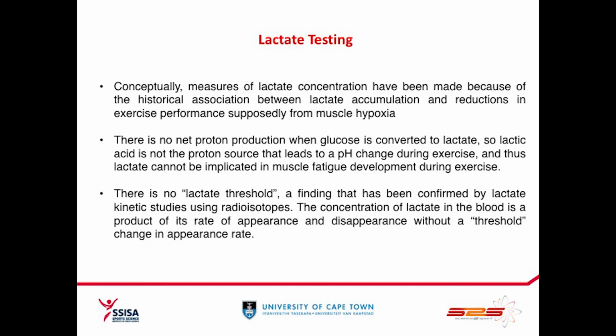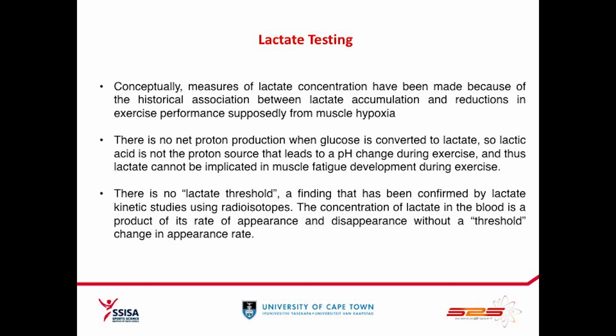However, when you convert glucose, which is where lactate comes from, to lactate using glycolysis, there is no net proton, in other words, a hydrogen ion, being formed in that process. There are hydrogen protons consumed and created during various steps in glycolysis, and the final result of lactate does not actually change your pH during exercise.